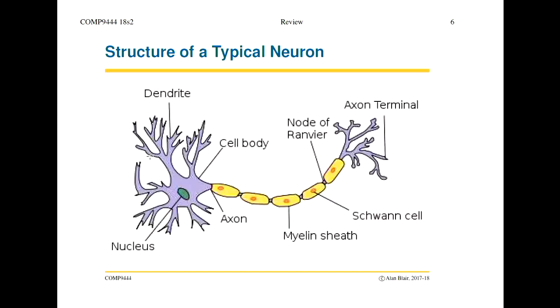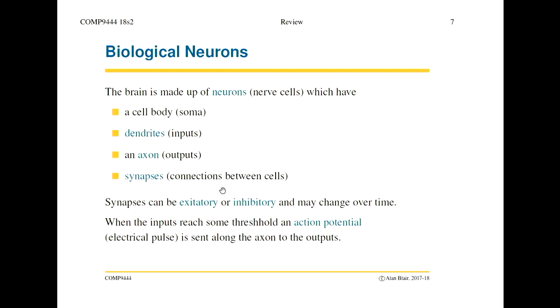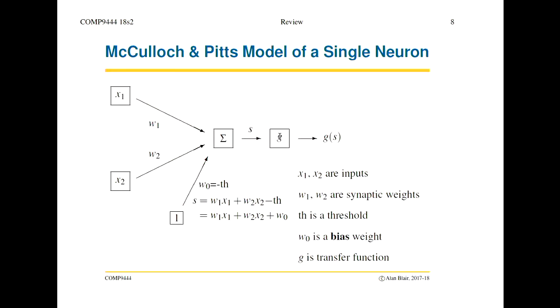Okay, so we started by looking at the structure of the typical neuron. So it had dendrites and it had an axon. And then we talked about how connections could be excitatory or inhibitory between neurons. And when the voltage in the neuron reaches a certain threshold, then a spike train or spike goes along the axon to other neurons.